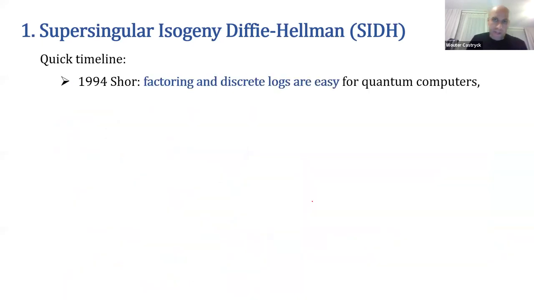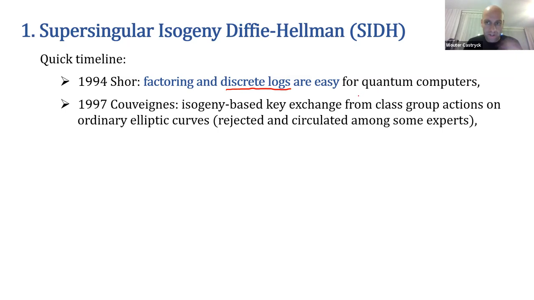Okay, so here's a quick timeline of isogeny-based crypto, maybe, but at least for SIDH. So as I already said, discrete logarithms are easy to compute, so that's this extracting a from g to the a, for quantum computers. And so classical key exchange basically is broken as soon as we would have a large and universal quantum computer. The start of isogeny-based crypto was in 1997, but only on a very small scale.